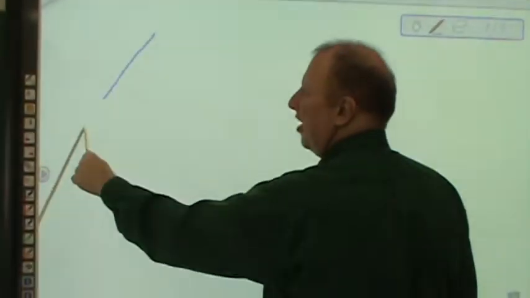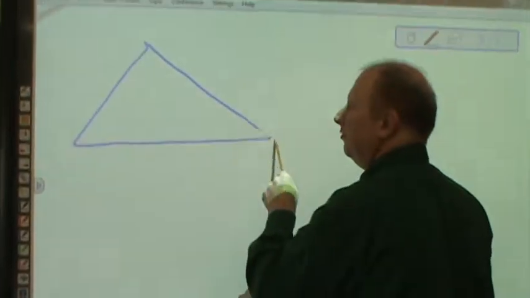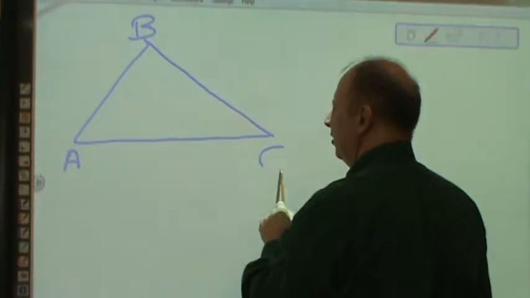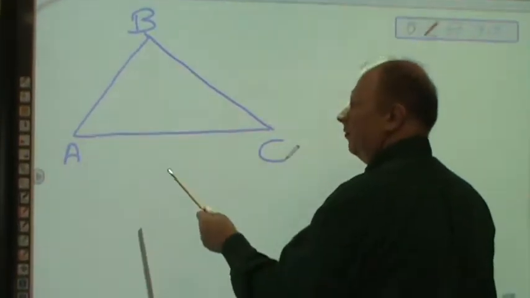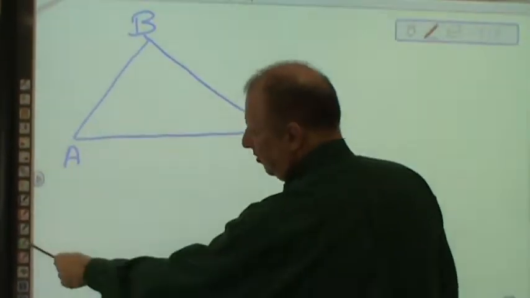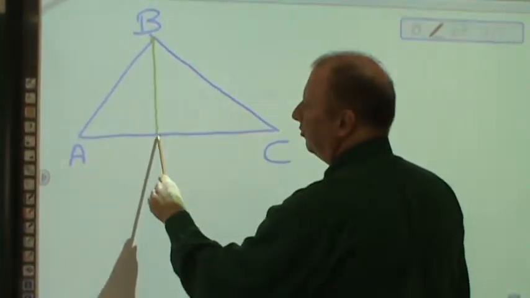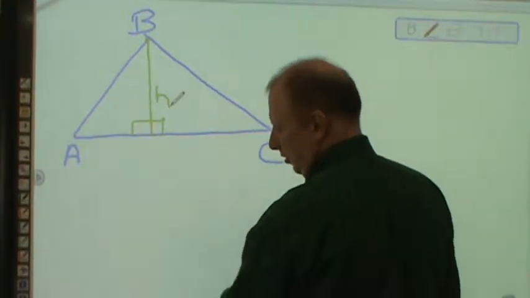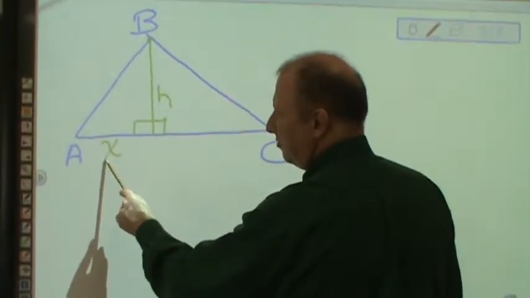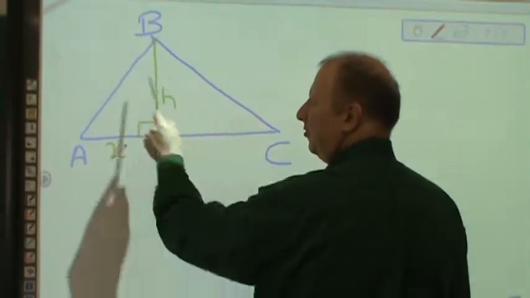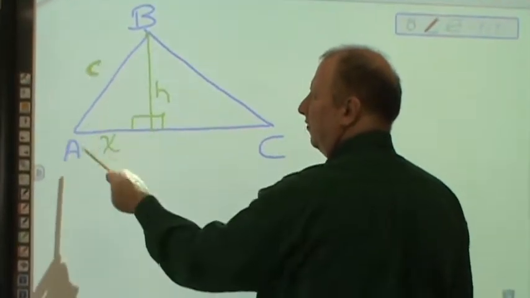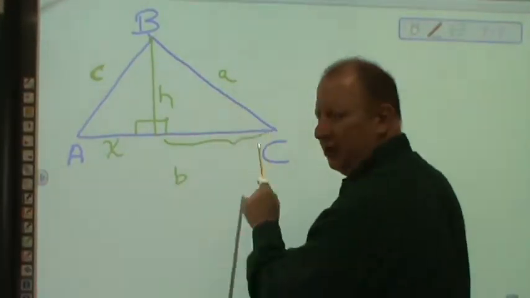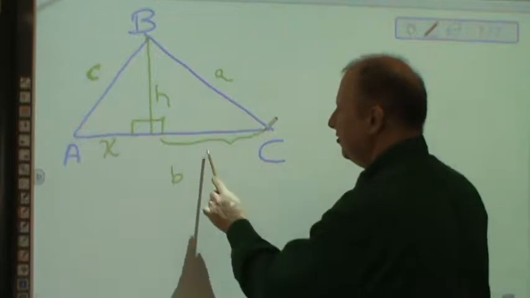I'm going to use the exact same locations and the exact same numbers. Let's call this A, B, and C. The first thing I did, like last time, is drop an altitude. Let's call this H. Let's call this piece X. Of course, if this is capital C, this is small c. This is capital A, and small b. So this piece right here has to be b minus x.